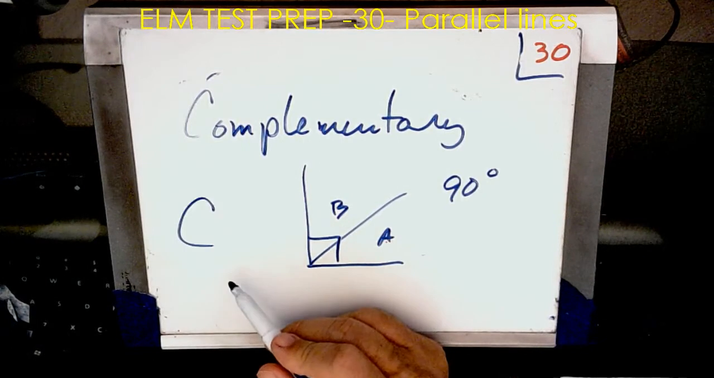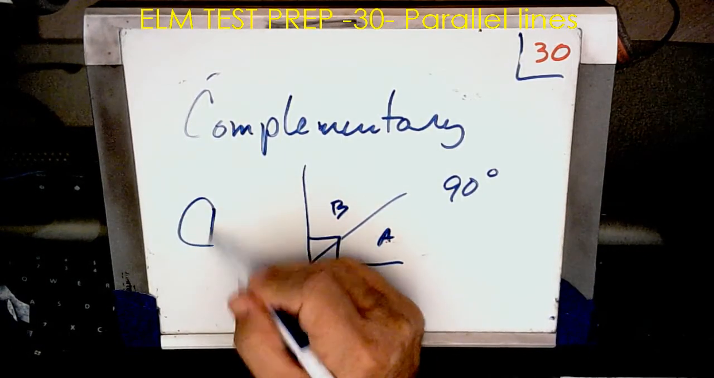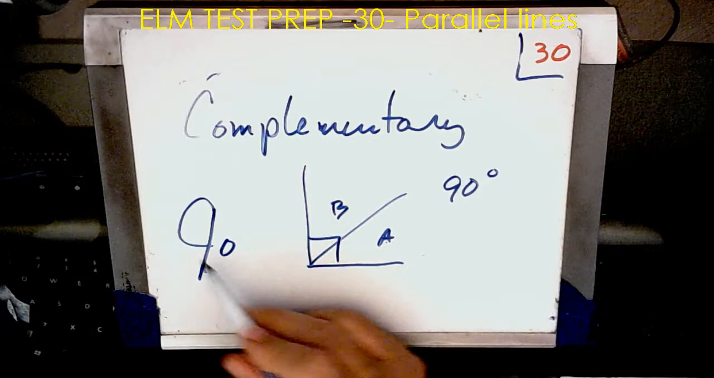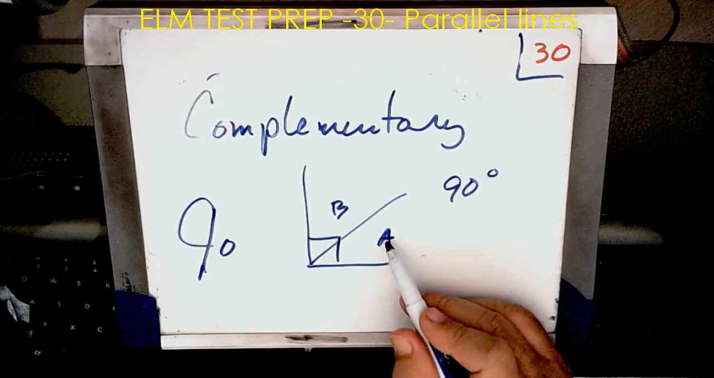And if you want to think of the C for complementary and draw a line down through it, you see, oh, well, that looks like a 9. Oh, yeah, 90 degrees. Complementary angles add to 90.